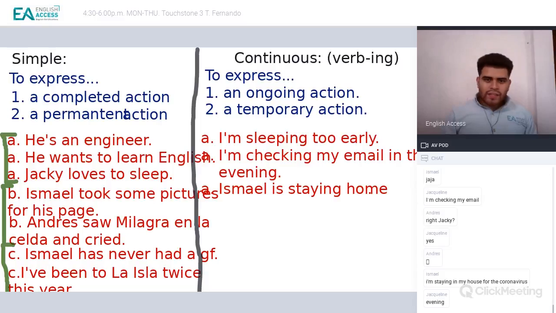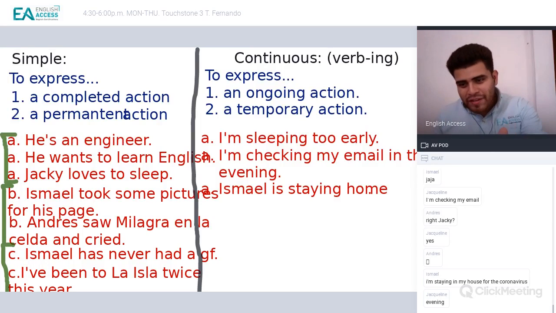Very nice. Now, this can be a temporary situation, or it can be an ongoing situation. But either way, it's understandable. Andres, I don't know if you sleep too early every day, or if this is temporary. But what I am understanding is that it is temporary. Jackie, I'm checking my email in the evening. I don't know if you check your email in the evening every day for all your life, but what I understand is that it is temporary, or it is something that you are doing frequently.